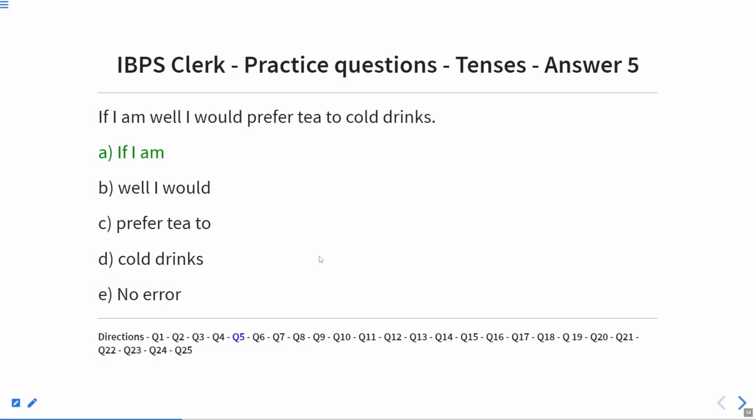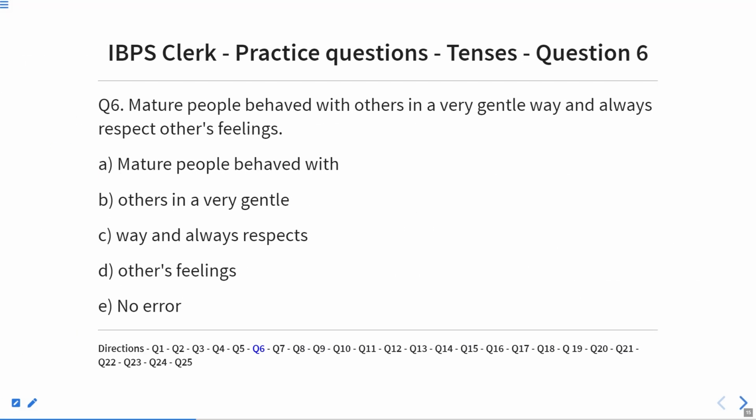Now let us move to the next question. Here we have question number 6. Mature people behaved with others in a very gentle way and always respect others' feelings. Now we look at this sentence carefully. It is written over here that mature people behaved. Here we are talking about a general fact or something which occurs repeatedly, the general truth, and whatever the general facts or truths are, we always write them in present indefinite tense.